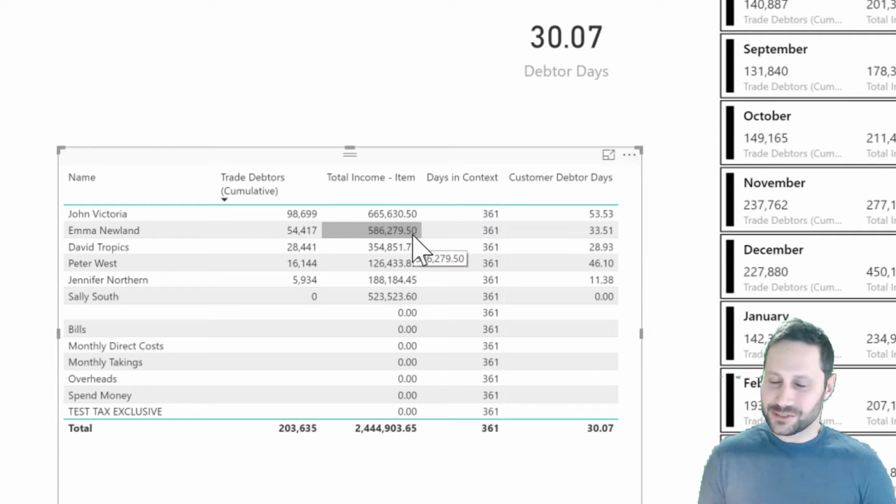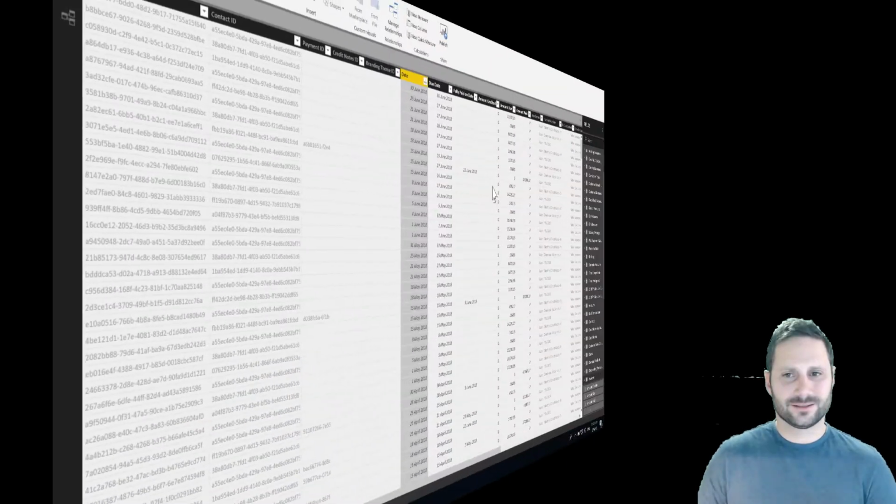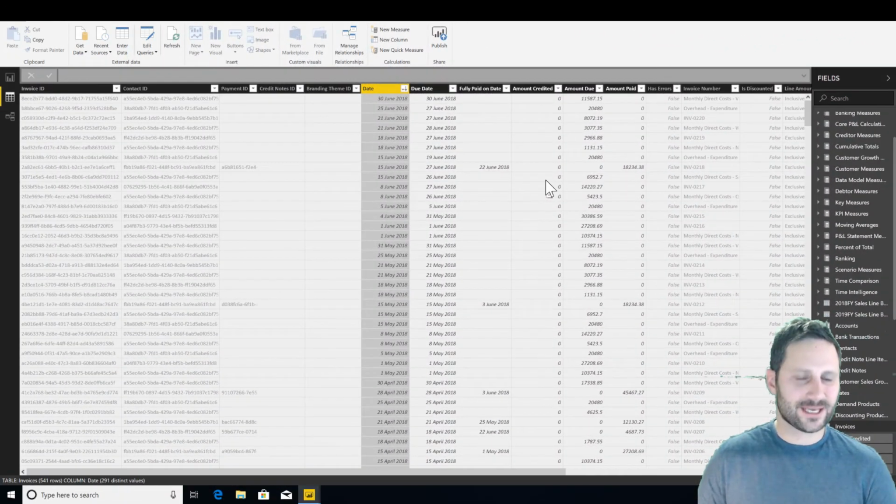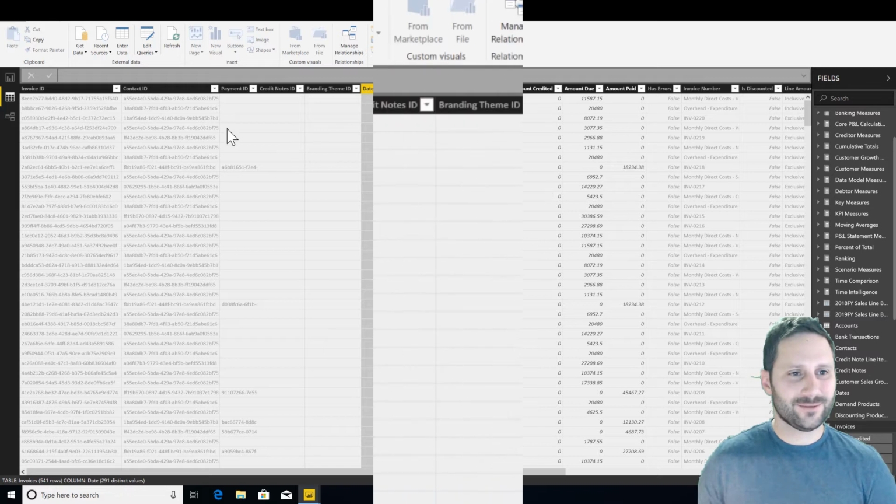But now comes the interesting bit. This is where what we're doing in Power BI, we have transactional data. We've got every single transaction that ever happened. So I'm going to take you into the invoices table and I'll show you what I mean. Right now you're looking at the invoices table: every single invoice that has ever been put through this company in Xero with this example. And look what we've got.